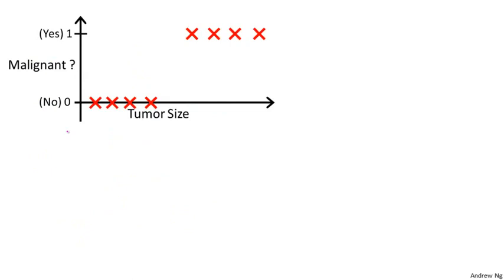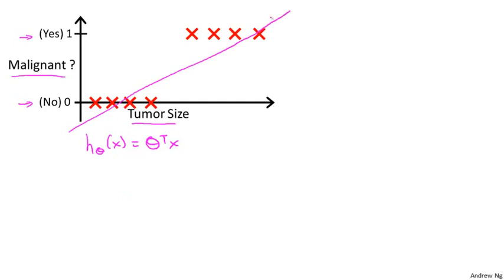Here's an example of a training set for a classification task. For classifying a tumor as malignant or benign, and notice that malignancy takes on only two values, 0 or no, 1 or yes. So one thing we could do, given this training set, is to apply the algorithm that we already know, linear regression, to this data set, and just try to fit a straight line to the data. So if you take this training set and fit a straight line to it, maybe you get a hypothesis that looks like that. Right, so that's my hypothesis, h of x equals theta transpose x.